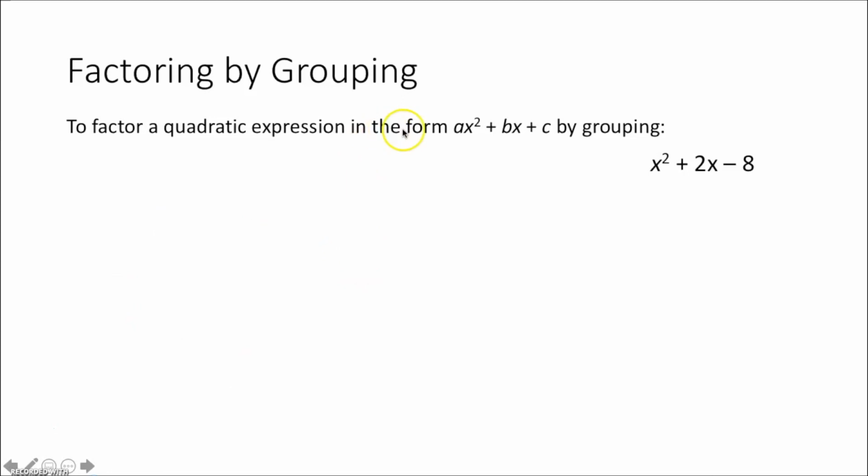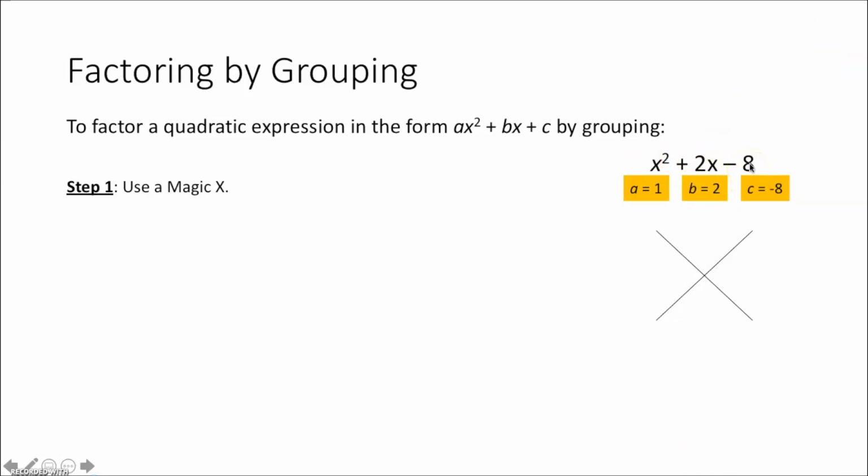So to factor a quadratic expression of the form ax squared plus bx plus c by grouping, it might sound weird, but your first step is actually to make a magic X. So we're going to use the magic X, but in a different way. Our A value in this case is 1, our B value is 2, and the C would be -8. So to make our magic X, we multiply A times C, that goes on top, your B value goes on the bottom.